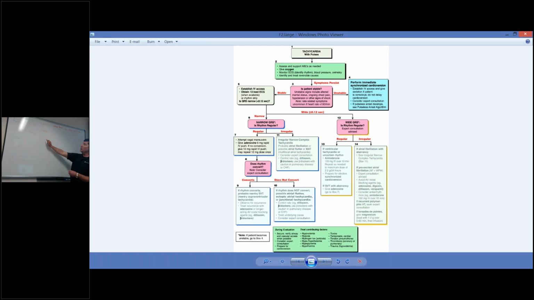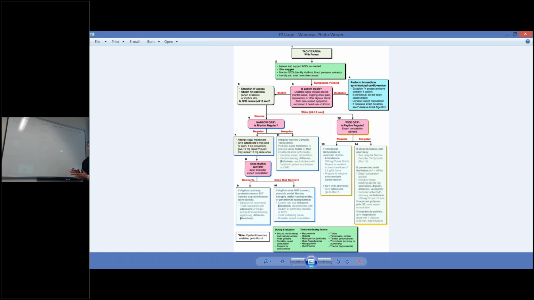Now, if my patient is still stable, but it's a narrow rhythm, what am I going to do there? Here I can do vagal maneuvers, because I'm always going to do the least invasive first. If my vagal maneuvers don't work, I can do a rapid IV push of 6 milligrams of adenosine, followed by 12 milligrams, followed by another 12 milligrams, if I call medical control and my patient is better.